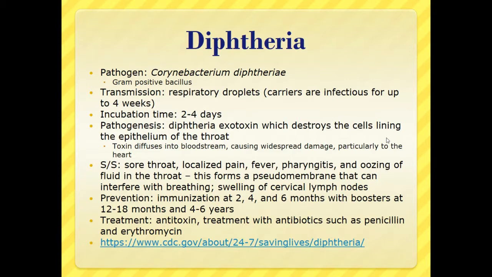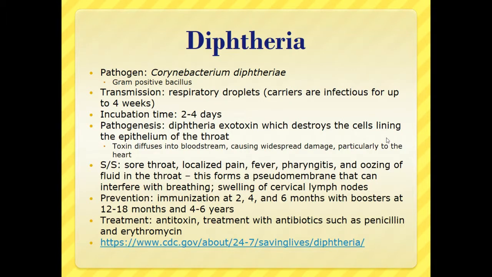Well, as the tissues become damaged, then pus starts to build up there. The fluid starts to ooze, and this forms what we call a pseudomembrane. The pseudomembrane can grow so large that it actually interferes with breathing. It basically cuts off the opening to the trachea, so no air can get through.